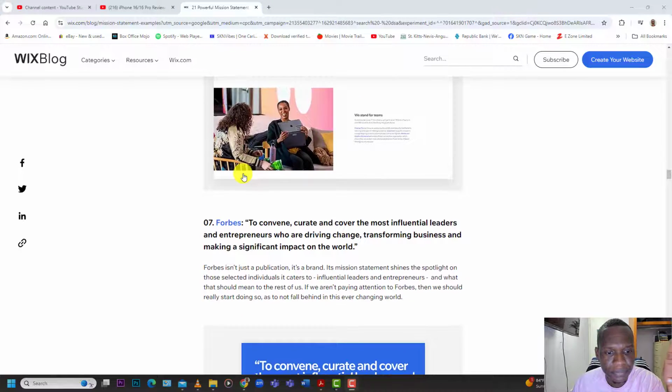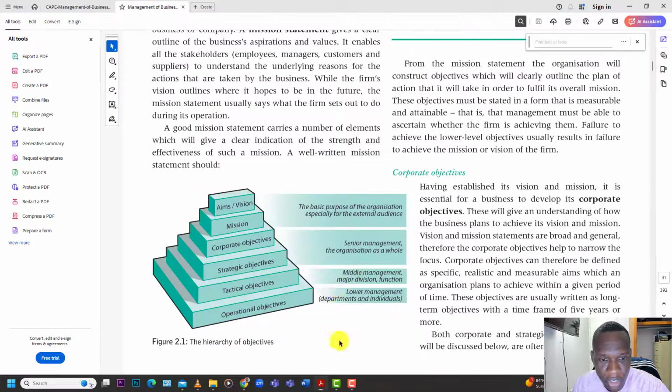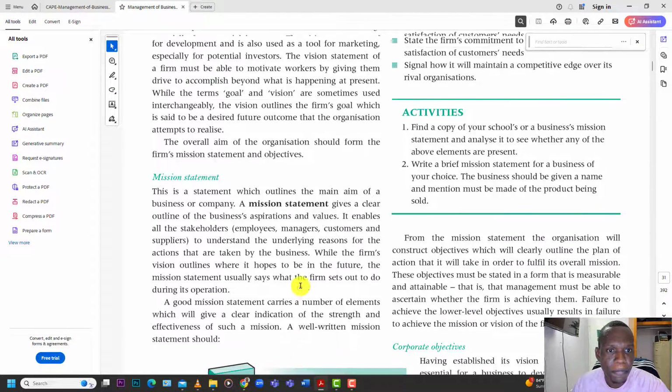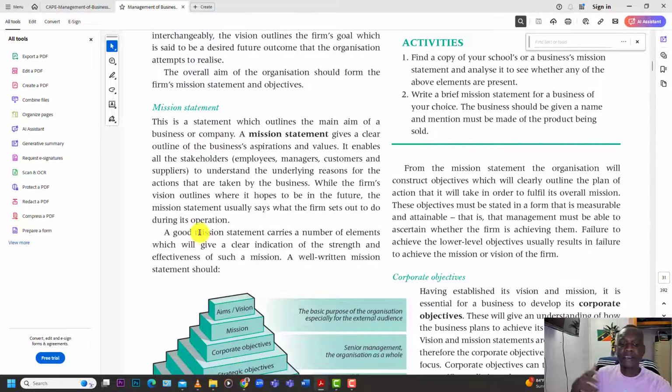We're going to look at one more. Let's look at one more. Microsoft: to empower every person and every organization on the planet to achieve more. You see, that's a vision statement, and that's the ultimate goal of these particular companies. Okay, so that's the vision statement or the aim. The overall aim of the organization should form the firm's mission statement and objectives. So once you have the aim and the vision, then that should inform your mission statement. That would help you to formulate your mission statement.